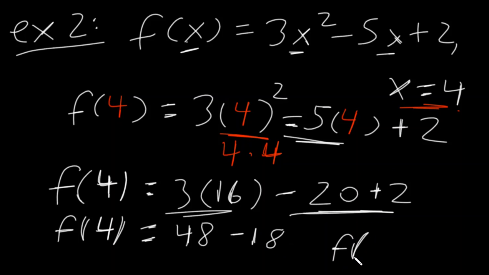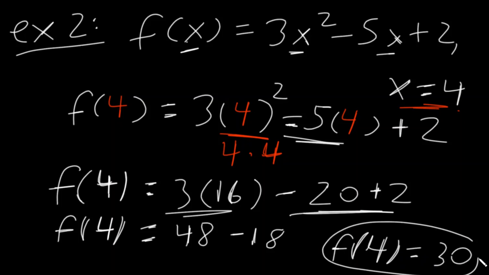That one's pretty simple. So we'll have f of 4 is equal to 48 minus 18, which will of course be 30. Alright, so we're essentially making a prediction when x is 4, our y value is going to be 30. Okay, let's go ahead and do a couple more.